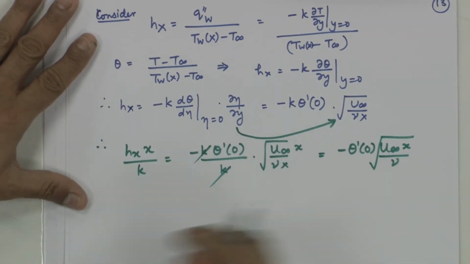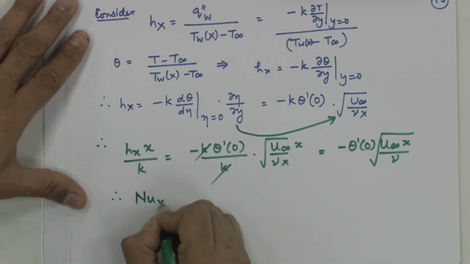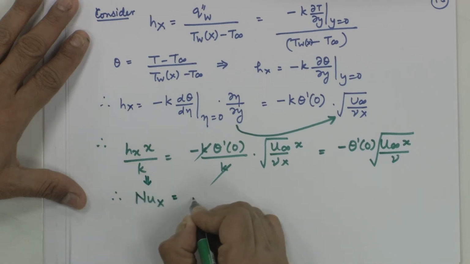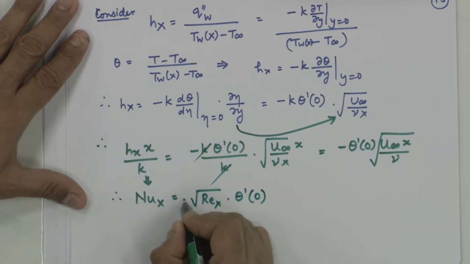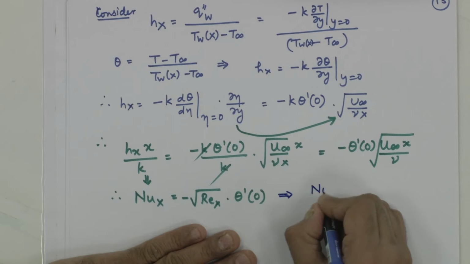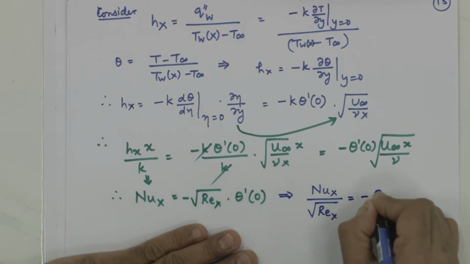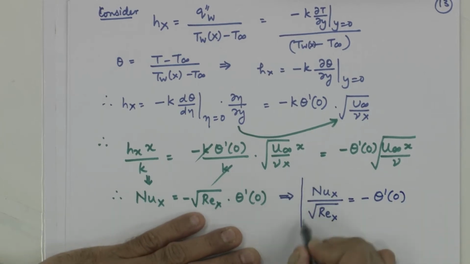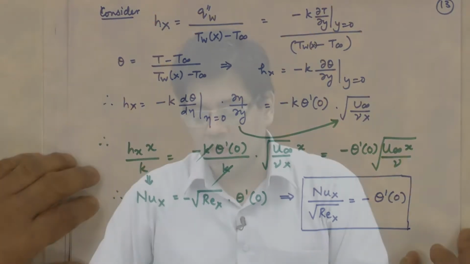And what is this quantity? Reynolds number. Therefore, hx x by k, the local Nusselt number, is equal to root of local Reynolds number times theta prime of 0. There is a minus sign, which means if I regroup this, Nux divided by root of Rex is equal to minus theta prime of 0. Very useful result. What this means is the gradient theta prime of 0 is a direct measure of Nusselt number.